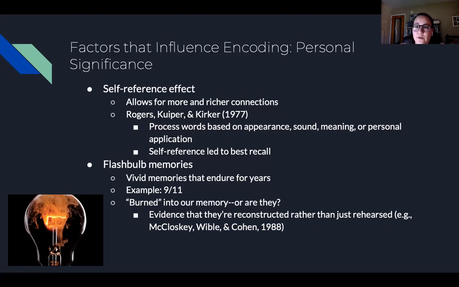Again, let's talk about some empirical evidence for this. Rogers, Kuiper, and Kirker gave participants different instructions on how to process words. They were asked to process words based on their appearance, how they sounded, their meaning, or how they personally applied to somebody, like having to think of an example in which they encountered that object.